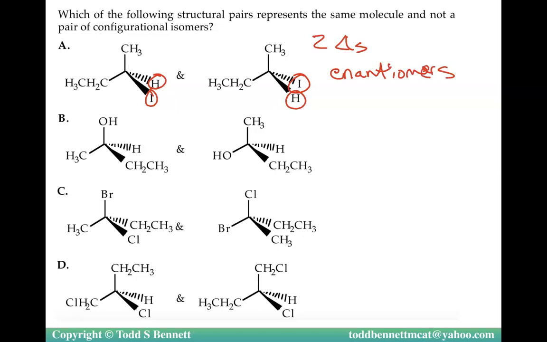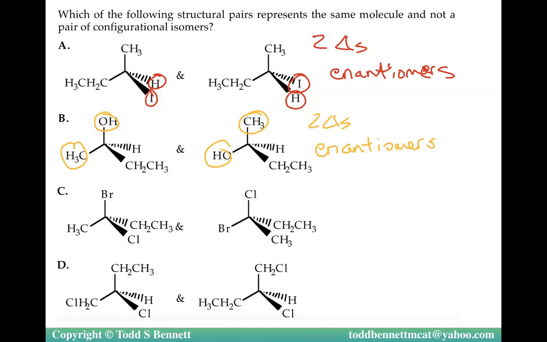So which one represents the same molecule and not a pair? So that one's out. This one compared to this one: H stayed the same and ethyl stayed the same, but CH3 and OH changed. 2 changes means these two are enantiomers.